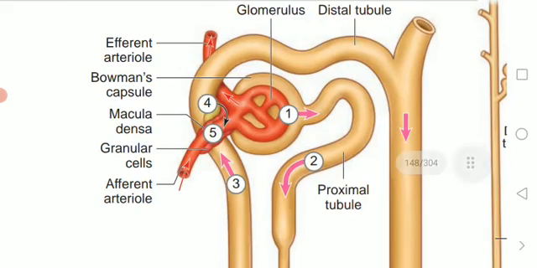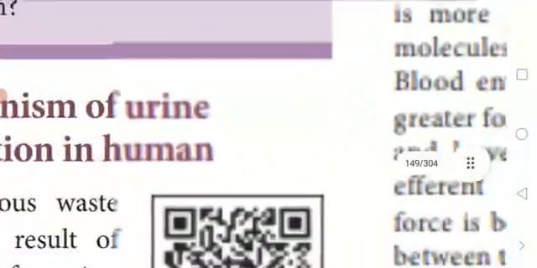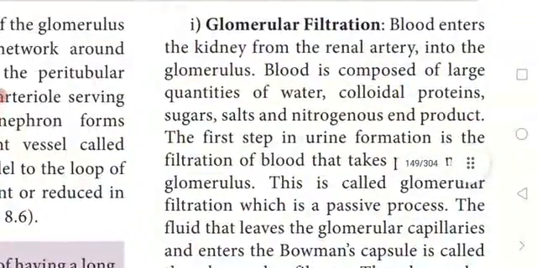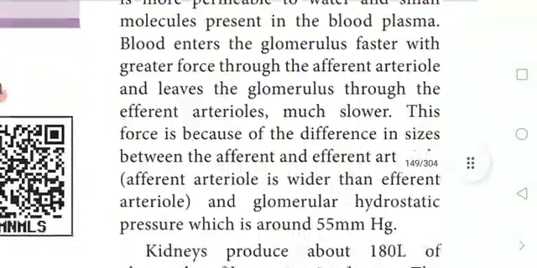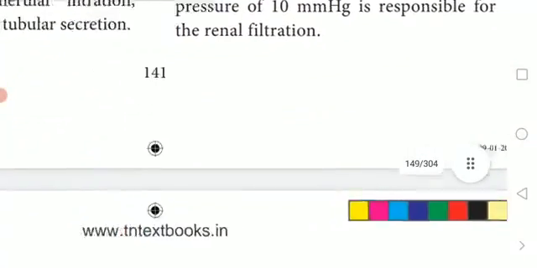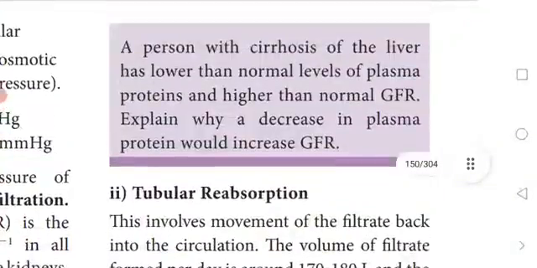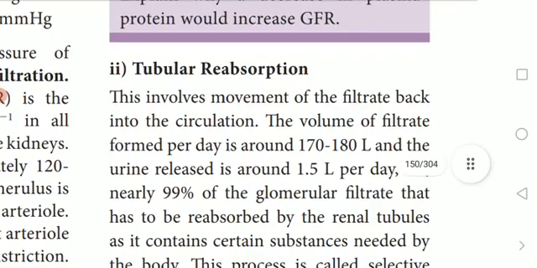How much force the blood which enters from the heart to the kidney has, that is 55 mm Hg. Just subtract 55 minus 45. The total pressure which acts in the glomerular filter is 10 mm Hg, responsible for renal filtration. So that's what they have given in this one, you can just go through. The effective glomerular pressure of 10 mm Hg results in ultrafiltration.